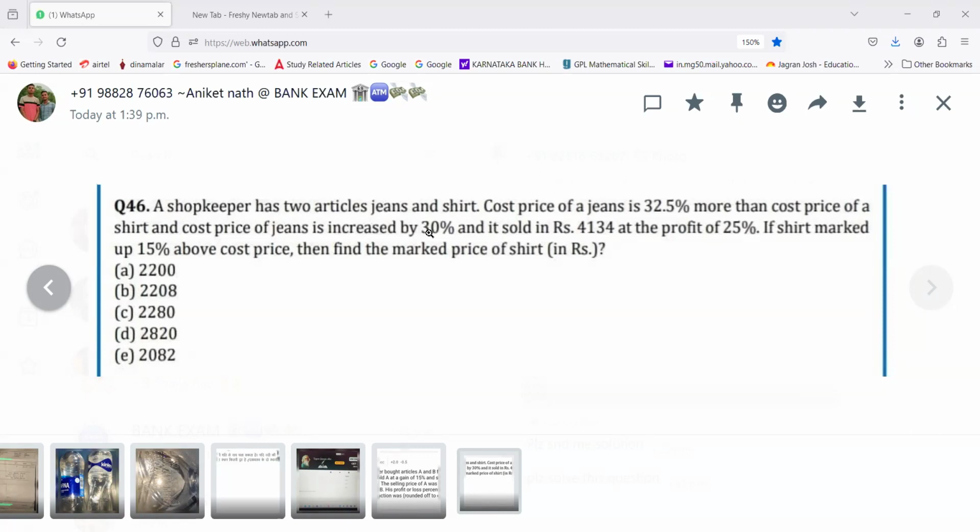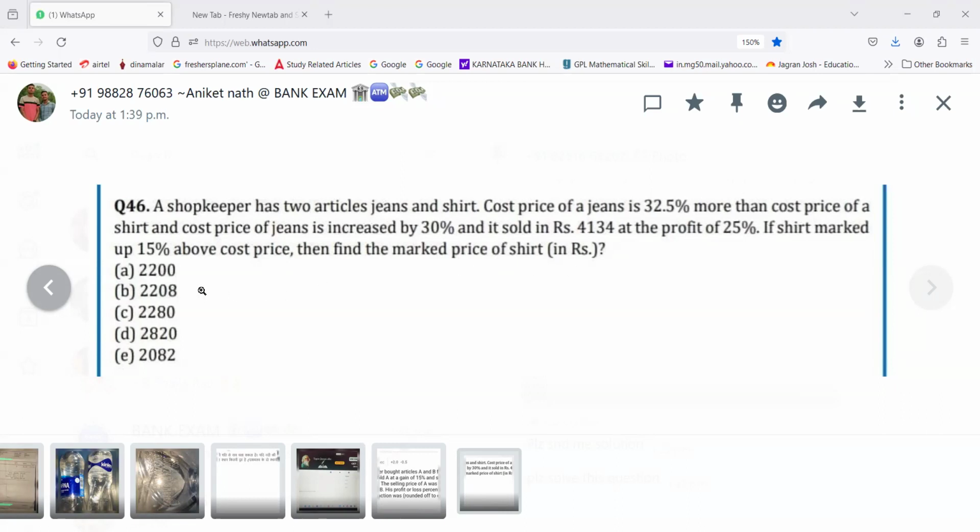A shopkeeper has two articles, jeans and shirt. The cost price of jeans is 32.5% more than the cost price of a shirt. The cost price of jeans is then increased by 30%, and it is sold at rupees 4134 at a profit of 25%. If the shirt is marked up 15% above the cost price, find the marked price of the shirt in rupees.